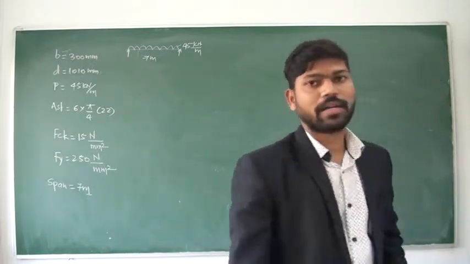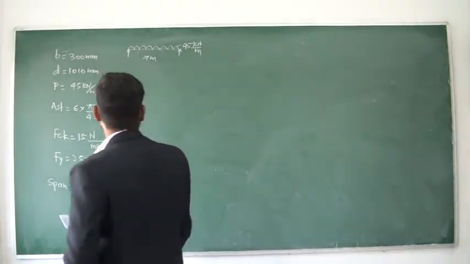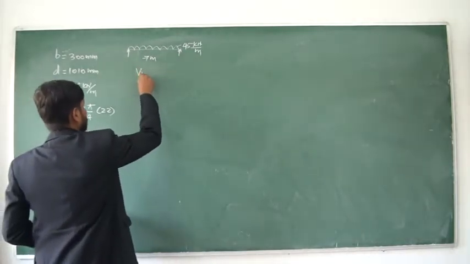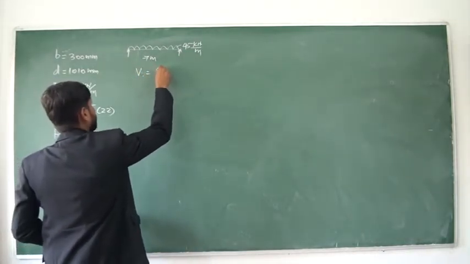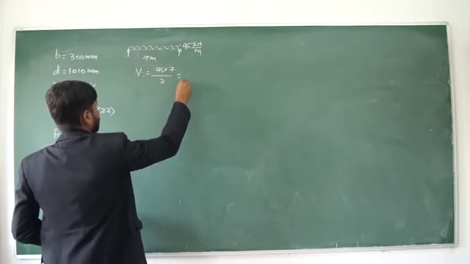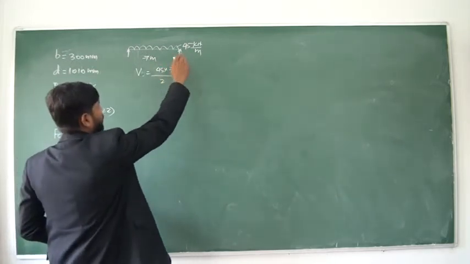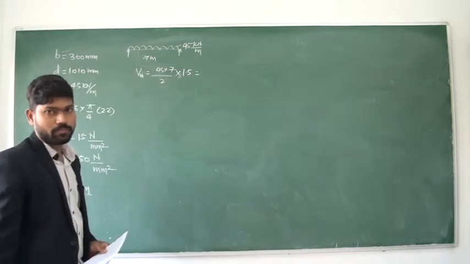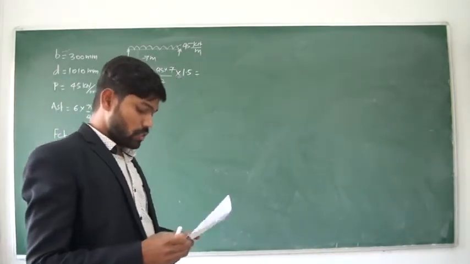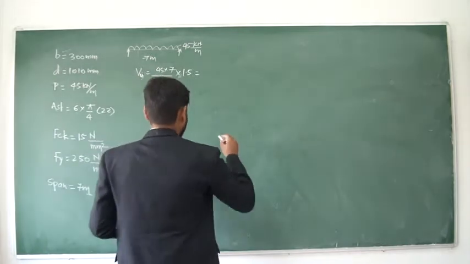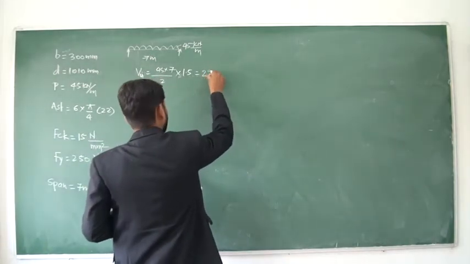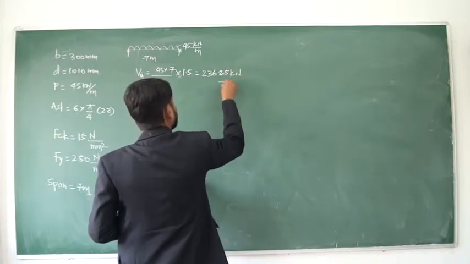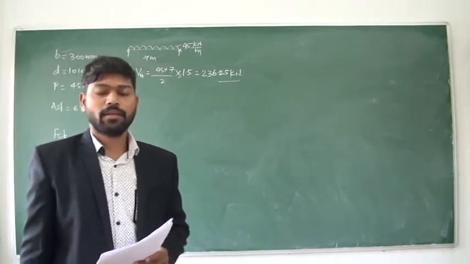The shear force is not directly given, we have to calculate it. For a uniformly distributed load on a simple support, the maximum shear force will be equal to WL by 2, so 45 into 7 by 2. Now it is not a factored load, it is the total load. So when you calculate Vu, you have to calculate it factored, so I will multiply it by 1.5. From this you will get the factored design shear force as 236.25 kN.